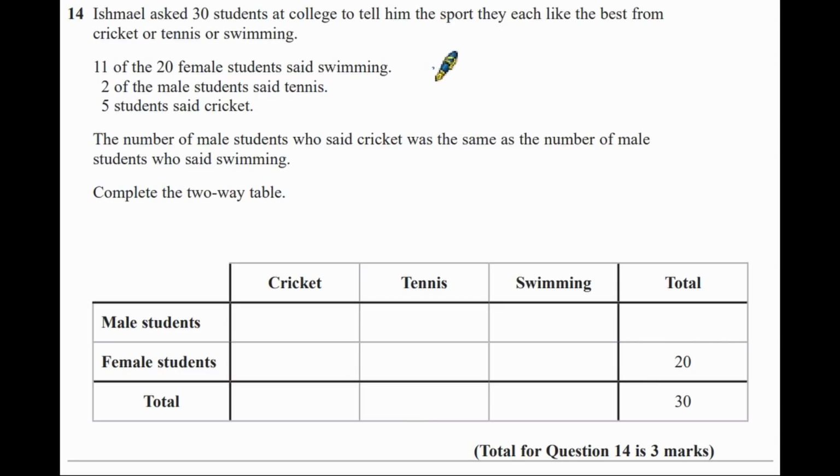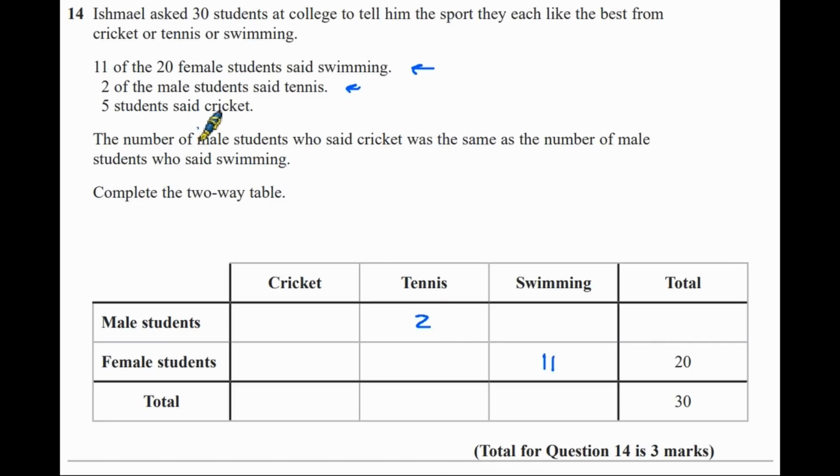The first thing we are told is that 11 of the 20 female students said swimming. So we know there are 20 female students. That's already completed for us. 11 of them said they preferred swimming best. So we can put 11 against swimming on the female line. 2 of the male students said tennis. So along the male students line, we can put 2 on tennis.